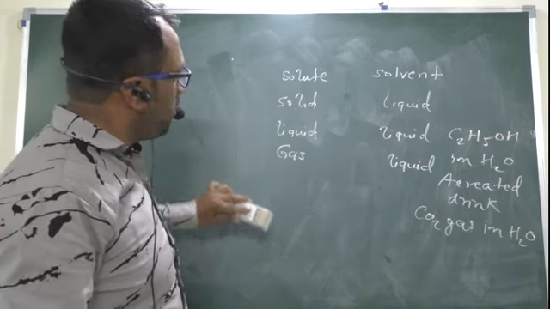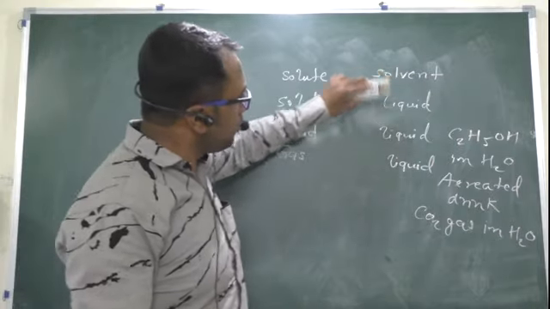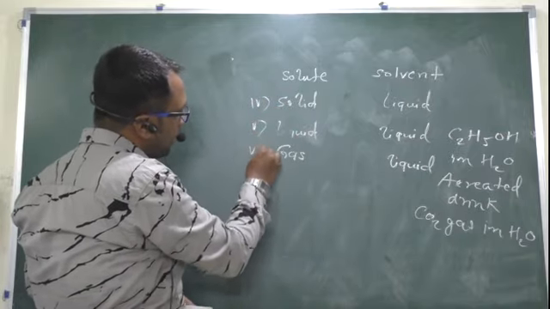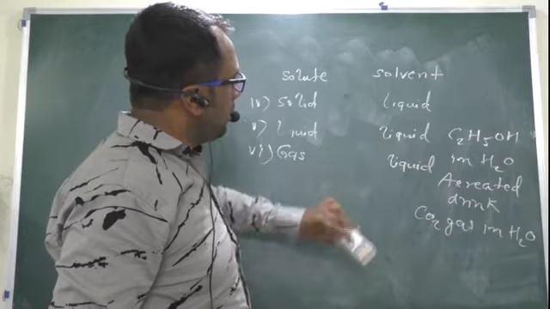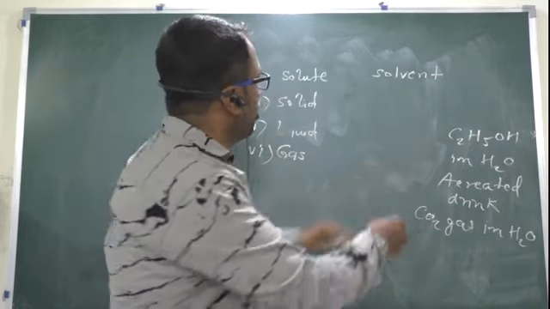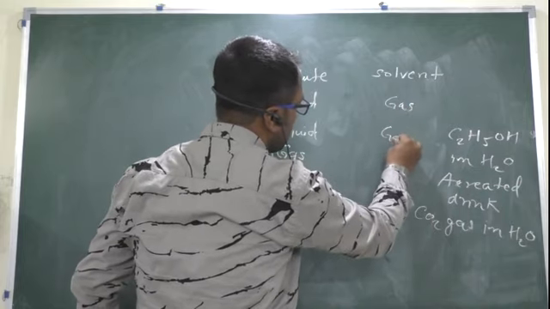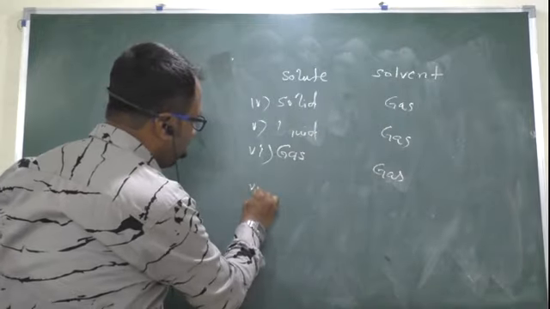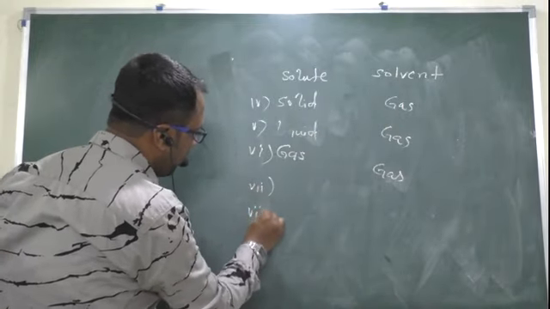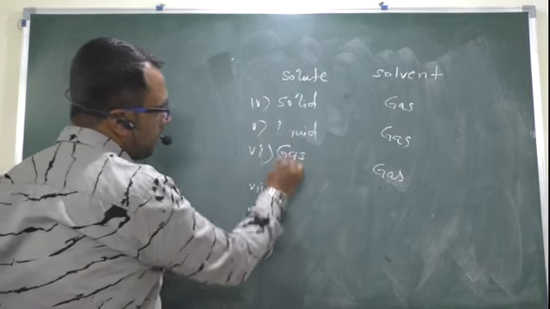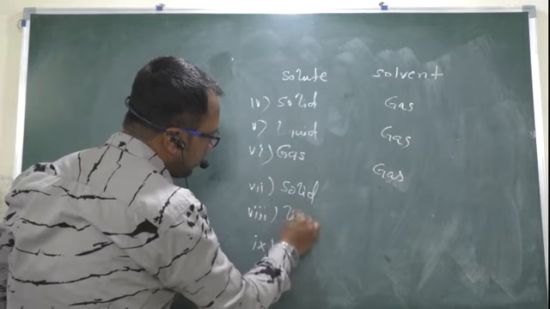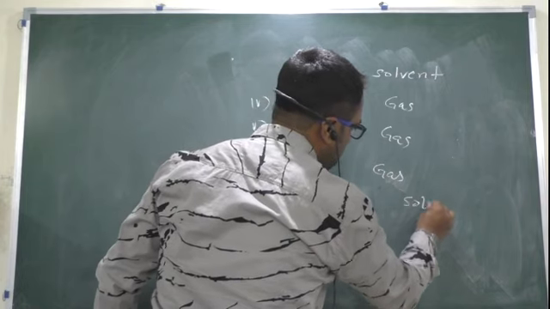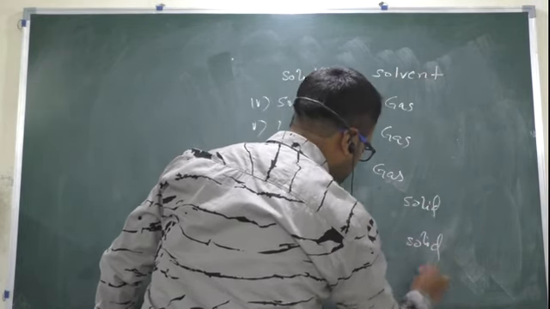For the next three types of solutions, you just need to change the solvent. Our solute would be solid, liquid, gas, and our solvent this time is going to be gaseous. Similarly, you can move on to the 7th, 8th and 9th types of solution. Here we take solid, liquid, again gas, and now the solvent is solid, solid and solid.